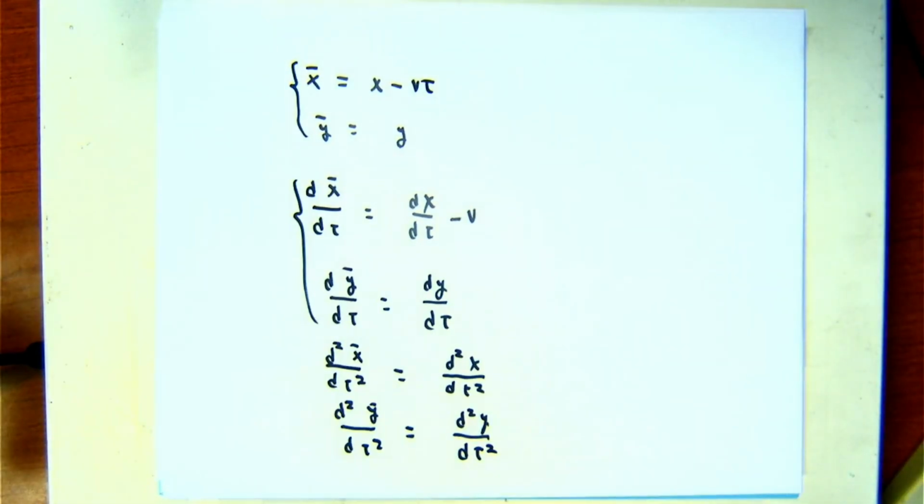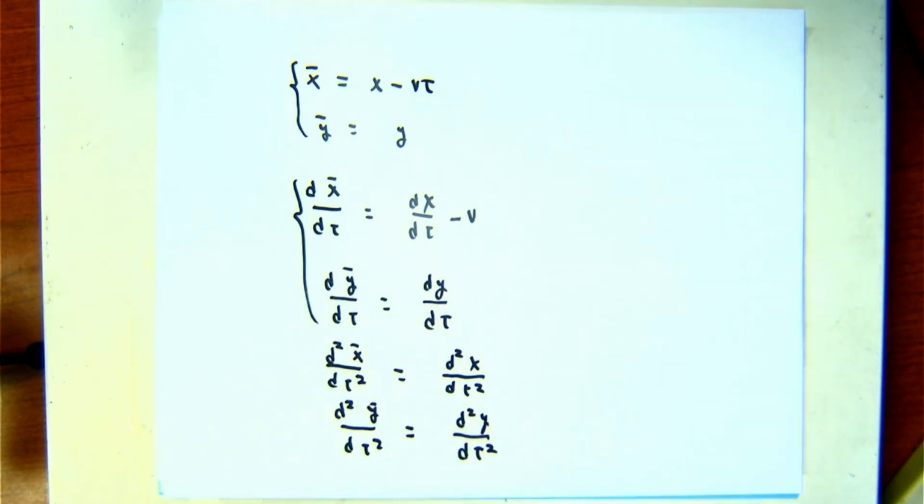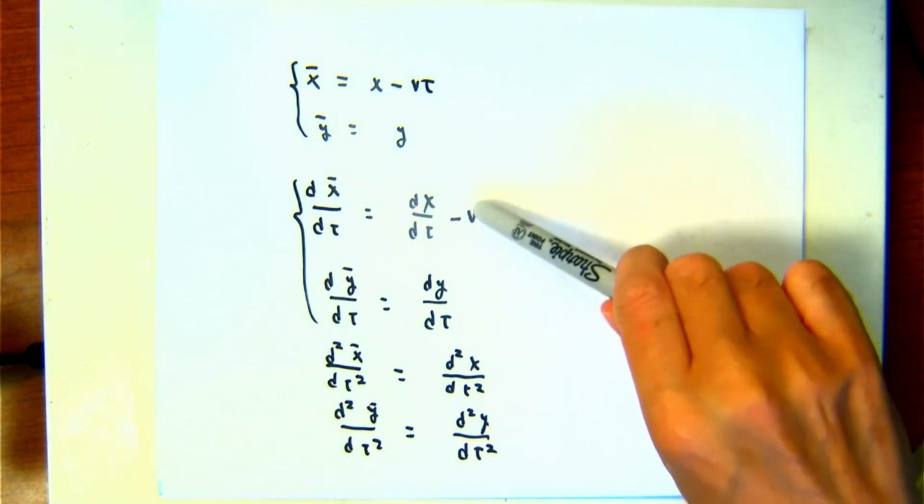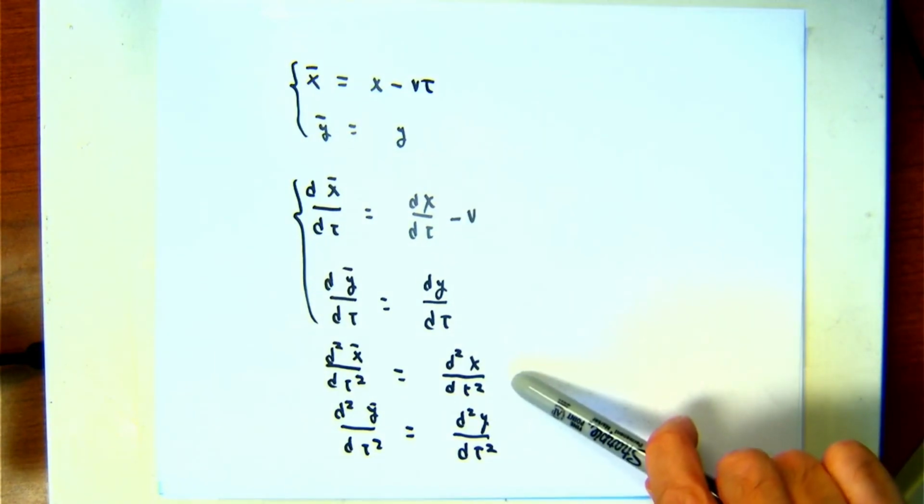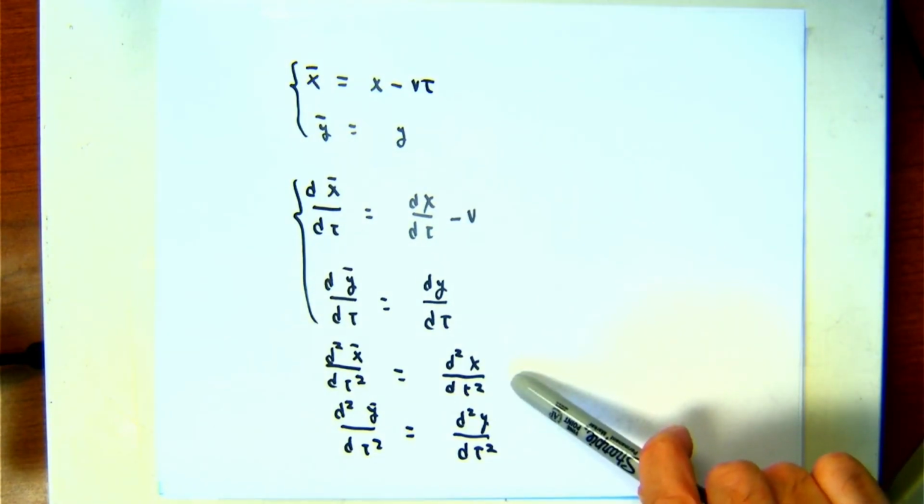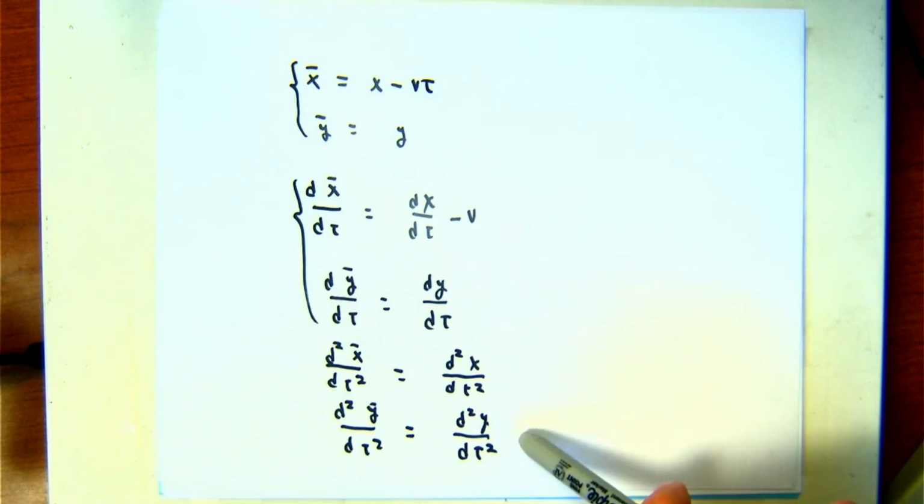On the other hand, if you take the second derivative of x bar with respect to the absolute universal time, well, the derivative of a constant is 0, so you get the second derivative of x with respect to time, and likewise, the second derivative of y bar and the second derivative of y are the same.